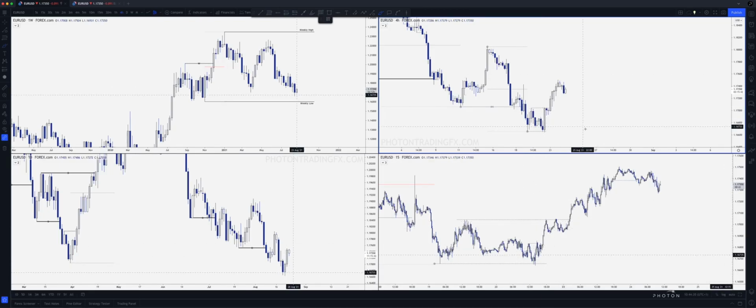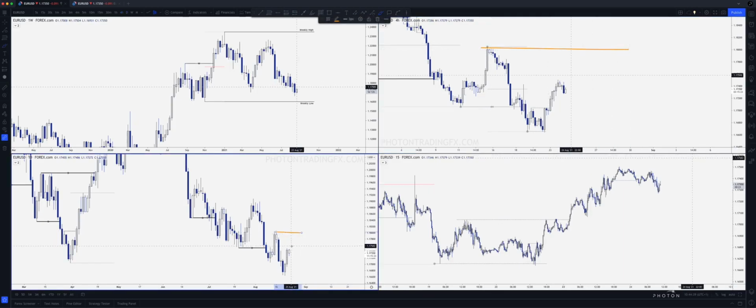It was a 15-minute change of character. So we see the 15-minute change of character, which then leads to the 15-minute break of structure. That 15-minute break of structure, to give us that bullish trend change, was what? It was a 4 hour change of character. That 4 hour change of character can often lead to a 4 hour break of structure, a 4 hour bullish trend change, which would then give us what?